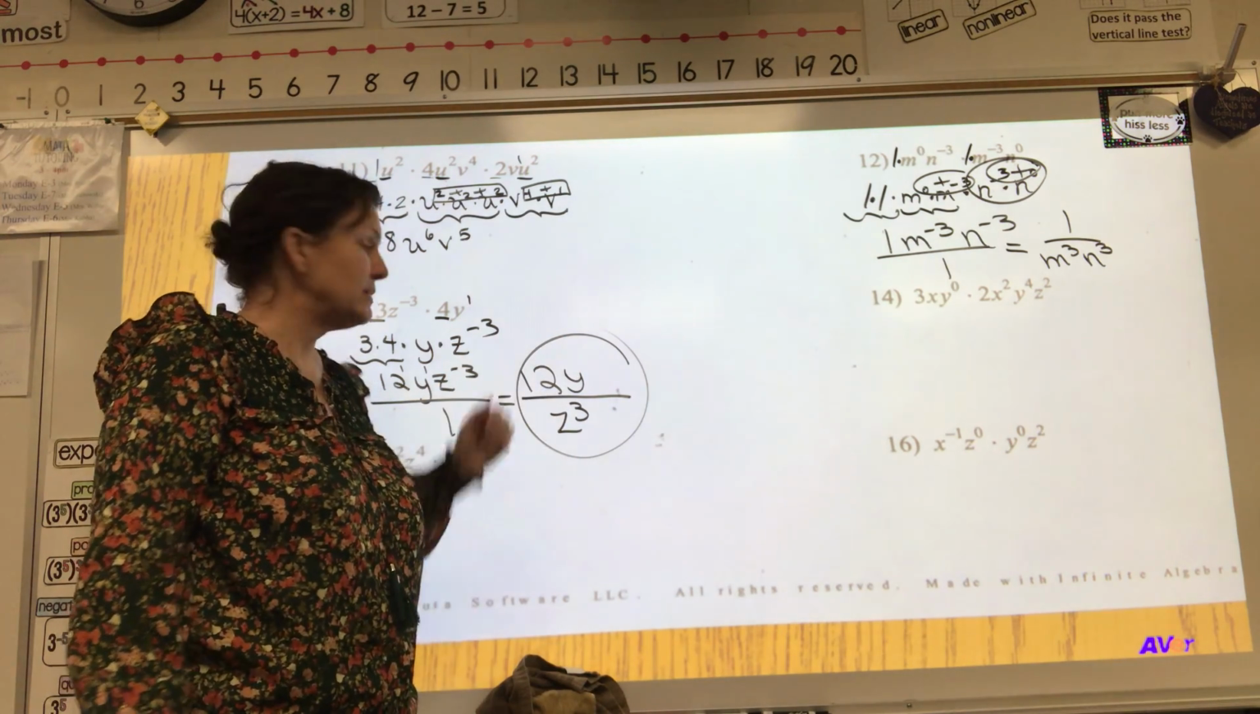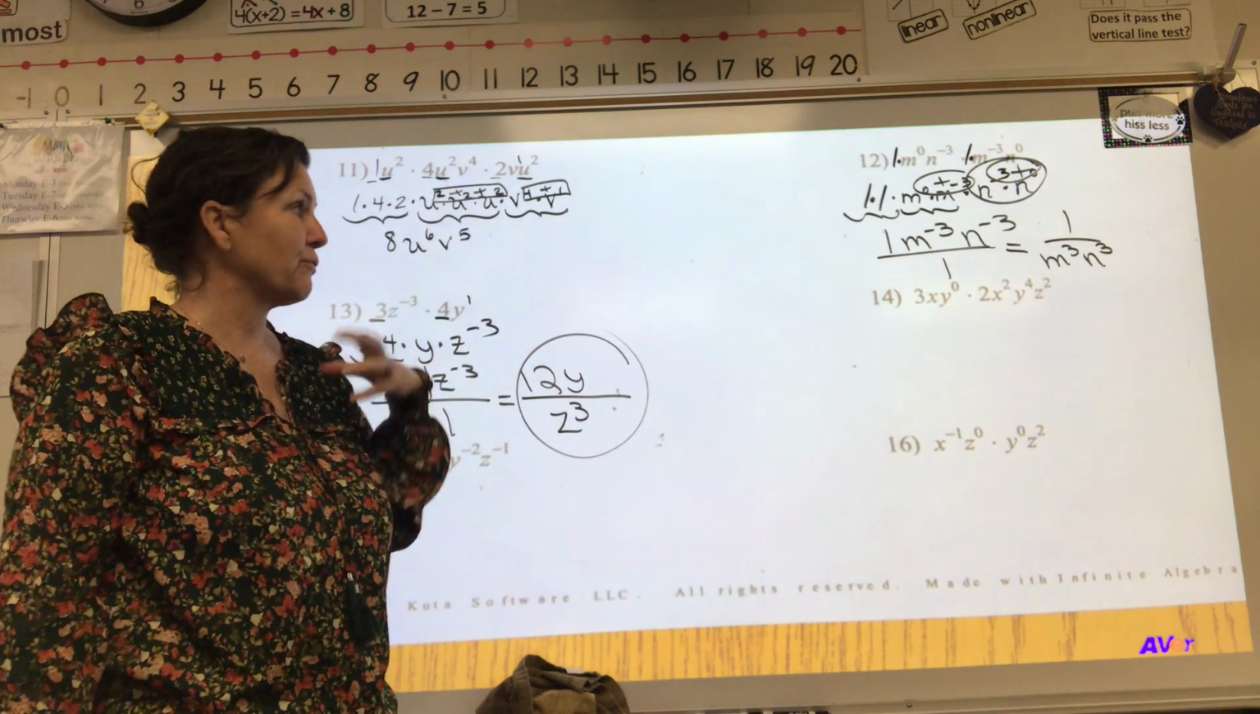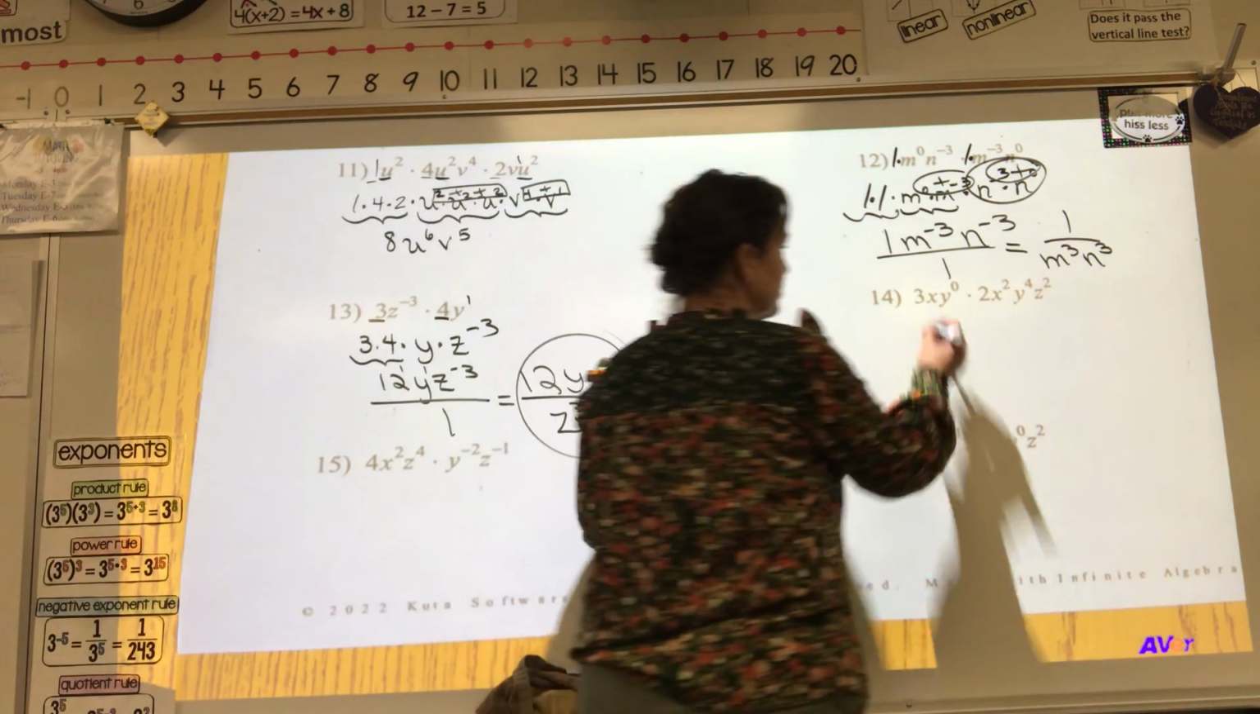Variables should be behind it. And anything that flips should be under the vinculum, aka fancy word for fraction bar line. Cool beans. Let's keep going.